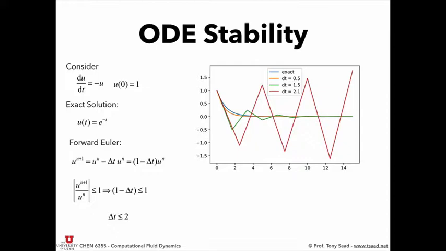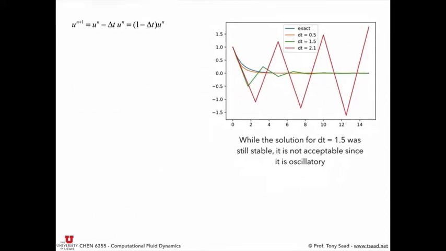But it is stable. Now, if I pick dt 2.1, slightly greater than 2, look at the solution. It just grows in time. It just grows in time. So this is a naive, simplistic view of instability based on ODEs.